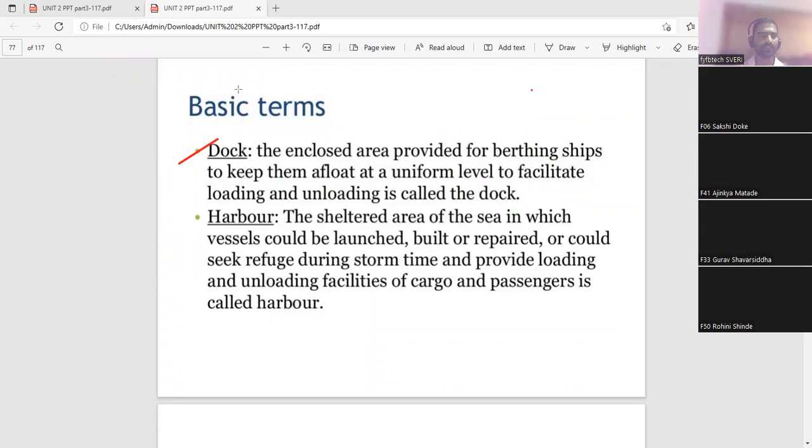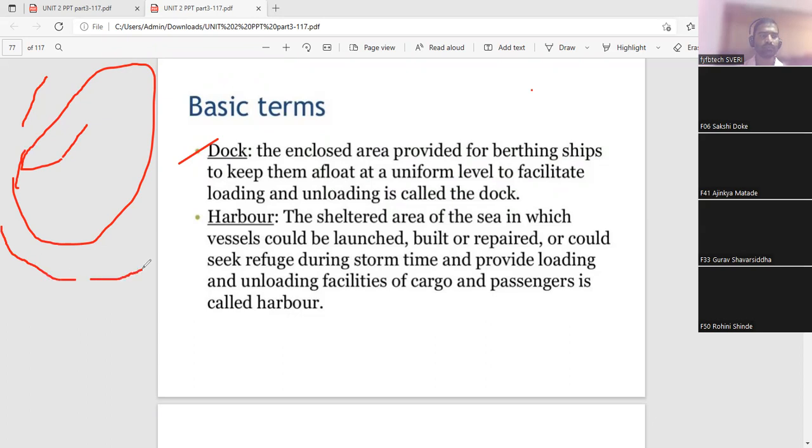If you see that this is the entire land, and next to it is entirely water, your ship will move. Where it has to stop and where loading and unloading will take place, a particular place is constructed, and this particular place is called a dock.